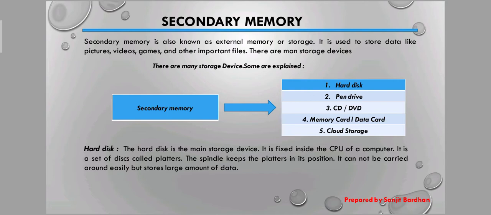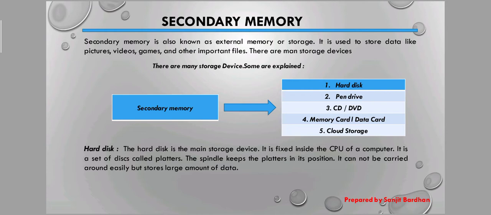work? It is a set of disks called platters. The spindle keeps the platters in position. It cannot be carried around easily, but it stores a large amount of data. That means we cannot carry this hard disk anywhere, but we can store a large amount of data inside it.